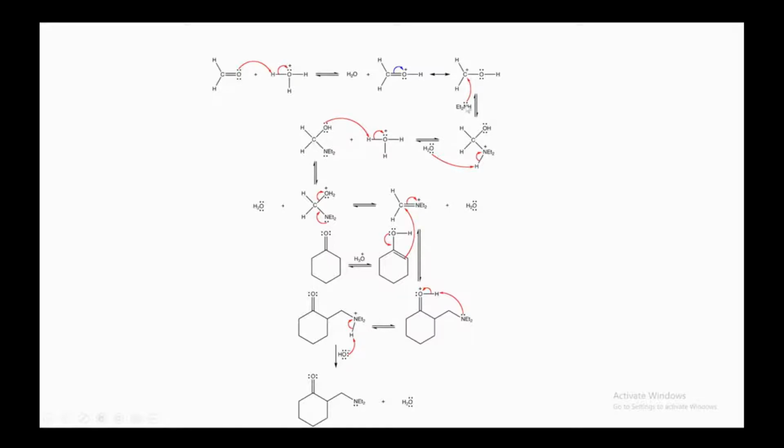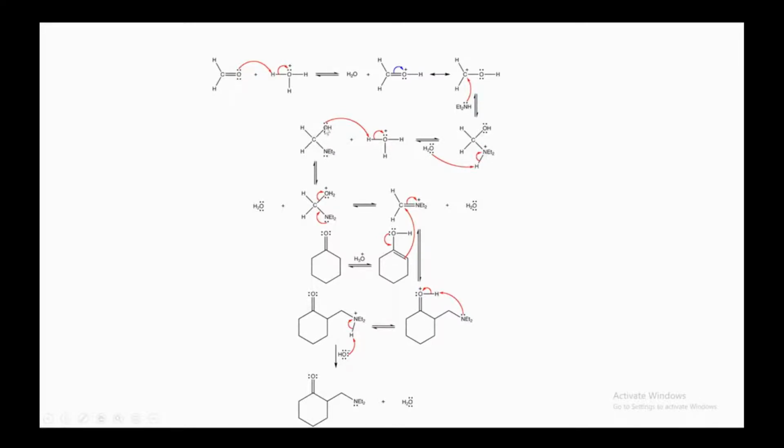The nitrogen being the nucleophile attacks on the electrophile, and as a result you generate a carbon-nitrogen bond. Water can act as an acid as well as a base. Water is acting as a base in this case, picks the proton, and this water becomes hydronium ion and the nitrogen becomes neutral.